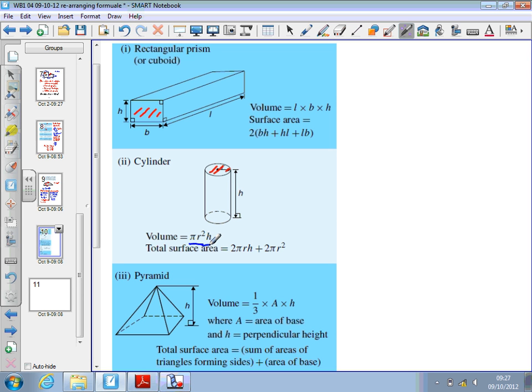So what's the volume of a cylinder? Pi r squared times the height. So it's a formula that I'd expect you to remember, because you know the area of a circle. All you've got to do is multiply by the length and you've got the volume.